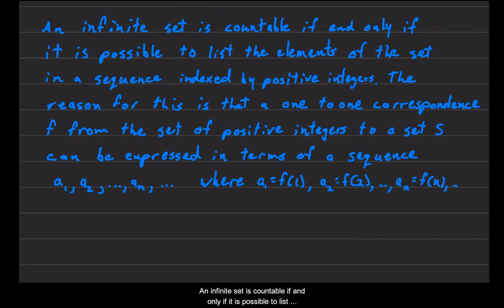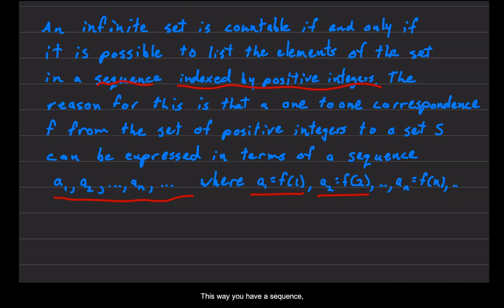An infinite set is countable if and only if it is possible to list the elements of the set in a sequence indexed by positive integers. The reason for this is that a one-to-one correspondence f from the set of positive integers to set S can be expressed in terms of a sequence a1, a2, ..., an, ... where element a1 is equal to f of 1, element a2 is equal to f of 2, ..., an is equal to f of n, ... This way you have a sequence, kind of a graphical way of seeing our expressed one-to-one correspondence, because every element is tied to that indexing number.